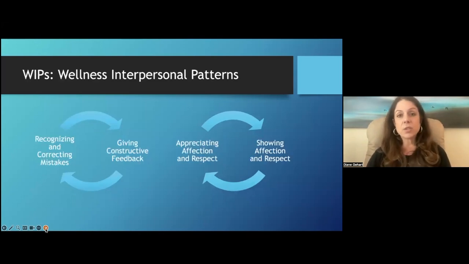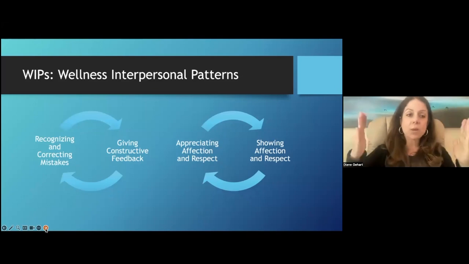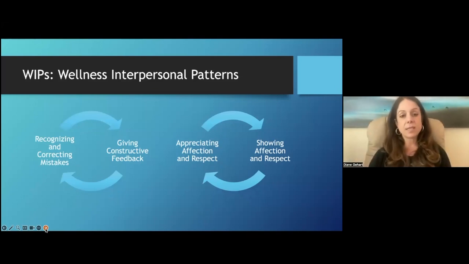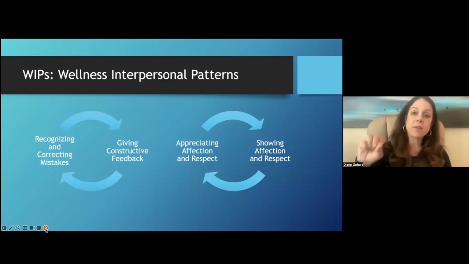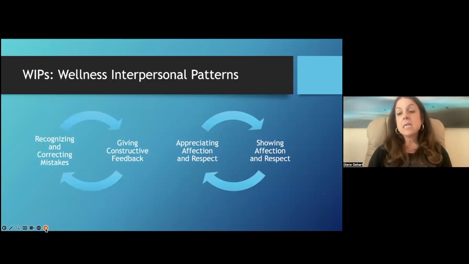So wellness interpersonal patterns, this is the goal. This is what we're going for. So you can have things like giving constructive feedback, recognizing and correcting mistakes, which leads to more constructive feedback. And you create a very positive interaction cycle, even when there are difficulties.